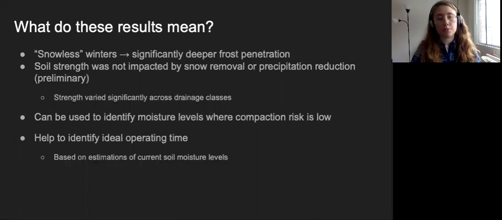So finally, what do these results mean? We can see that snowless winters will allow for significantly deeper frost penetration. Soil strength was not impacted by snow removal or precipitation reduction, but we can see that soil strength did significantly differ across some of the drainage classes. So these results can be used to identify moisture levels where compaction risk is at its lowest. And this can help us to identify ideal operating times based on the estimations of current soil moisture levels.